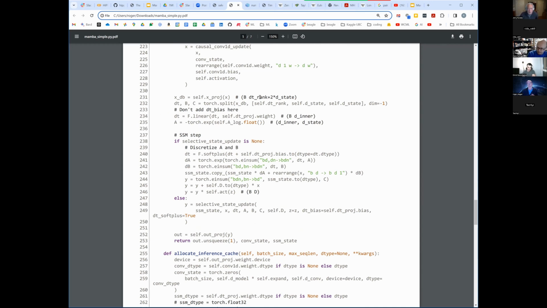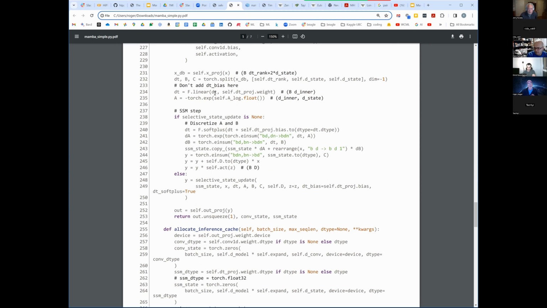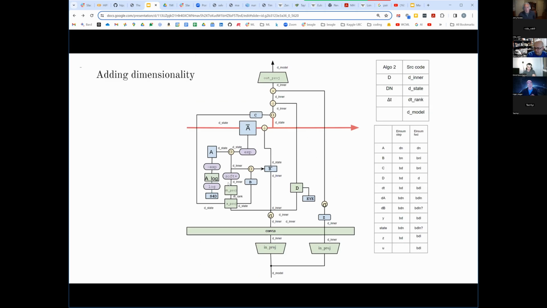Okay, so here we do the X projection into, again, they do it as one projection because it's faster, with this rank D rank plus 2 D state, and then they split it out into these guys, B, C. Let's see, this is the second little one. I don't know why they just do it this way. It's a linear projection using those weights. So that, I believe, is this guy here, the DT proj, doing its work.